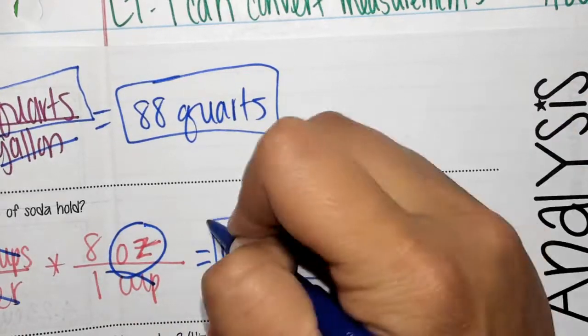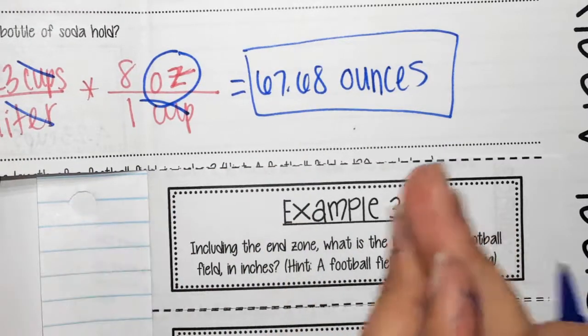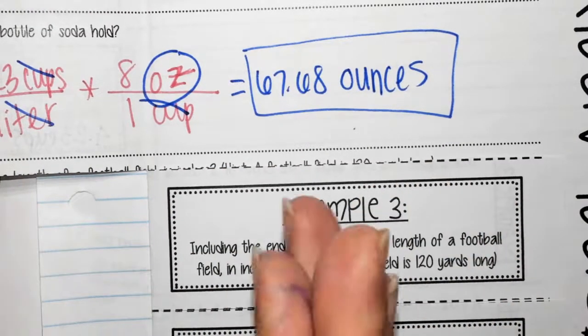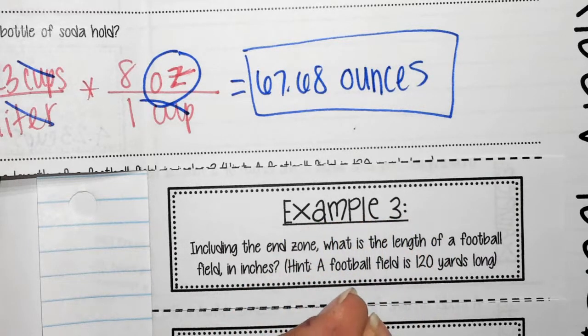You have to put the unit. I will not give you full credit if you do not put the unit. Does everybody understand? Yes. Okay, so I don't know if this will ever actually happen, but it's 67.68 ounces, and 8 ounces is 1 cup.